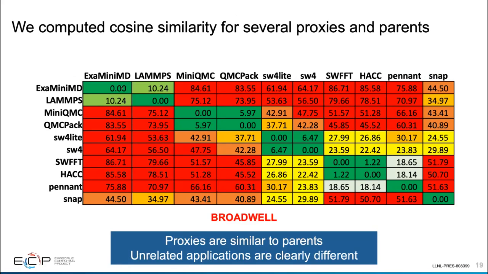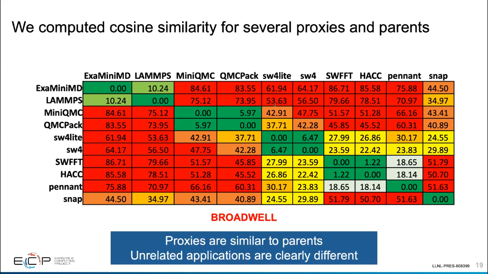You can also see that XMiniMD, which is a proxy for LAMMPS, they have good similarity to each other. MiniQMC and QMCPACK are good and similar. We like that. SW4Lite and SW4 are pretty similar. SWFFT and HACC are pretty similar. That's good. Pennant and SNAP, well, now Pennant is not a proxy app for SNAP or vice versa. Those are actually two proxy apps. And you can see they're not similar to each other. So there's a good control that just by putting two things next to each other, we don't get them similar to each other.